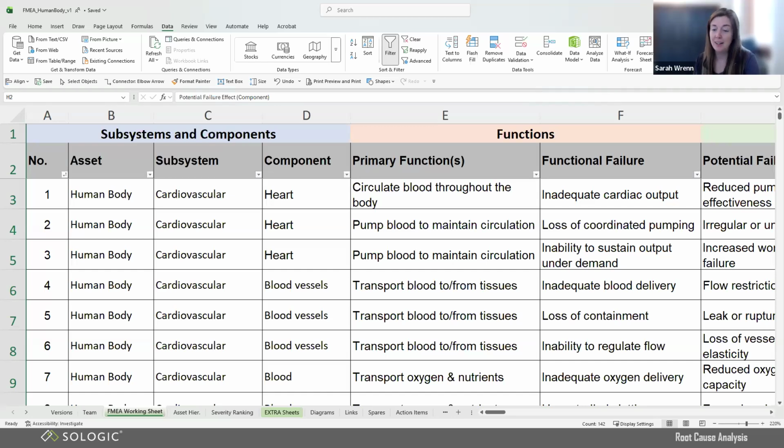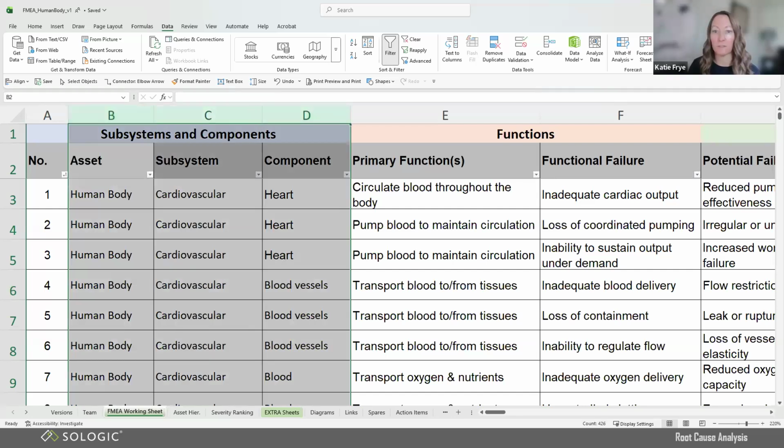While we have not done an FMEA on the human body for a client, we thought that the human body just makes for an intuitive example. Right. So if we take a look, first things first, we want to define that asset hierarchy.